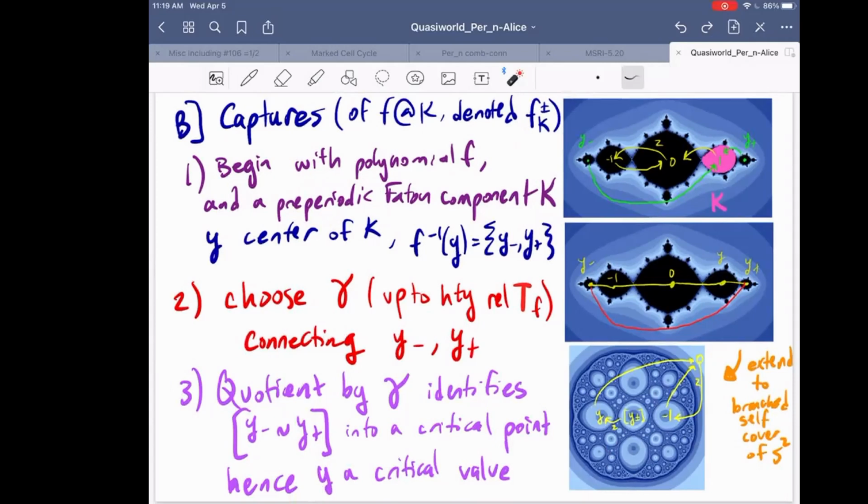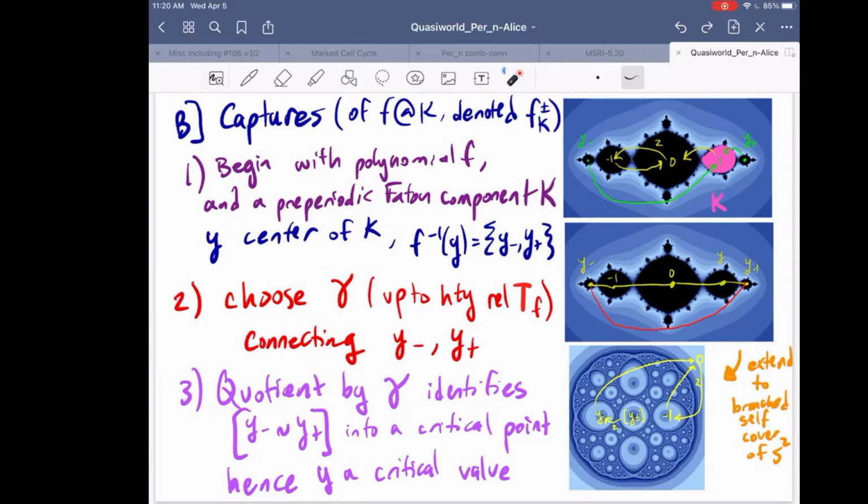What the procedure looks like is, in this case, we'll take f to be equal to z squared minus 1, our basilica. And we'll take K to be this 4 2 component right here. And the basilica has the 2 cycle, 0 maps critically to minus 1, and then minus 1 maps back to 0. Now this 4 2 component K is pre-periodic, so it maps into the cycle.